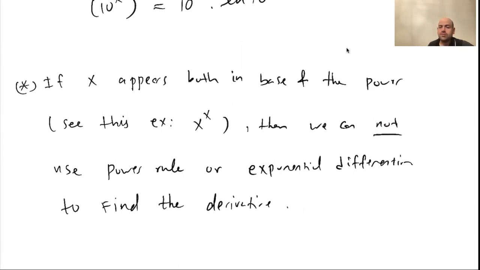For power rule, the power must be constant. For exponential rule or exponential differentiation, the base must be constant. So if x appears both in base and the power, then we can use neither power rule nor exponential differentiation. What should we do instead? If we cannot use any of these two rules, what should we do? Well, we have to use logarithmic differentiation.